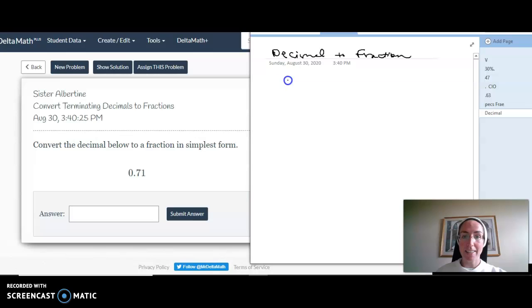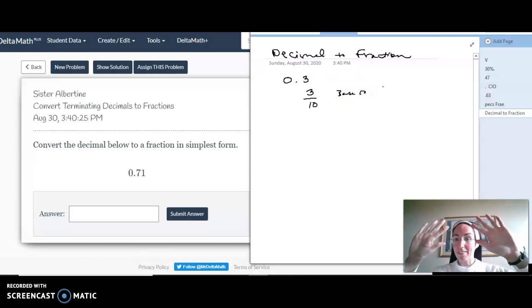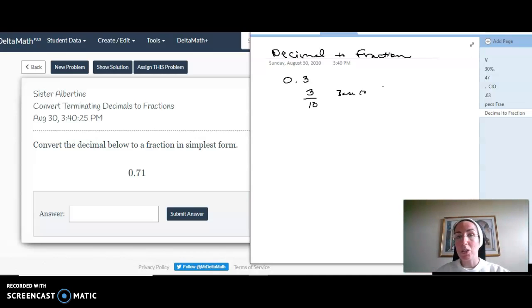So the basic idea is if I have a decimal and I just have one digit, like 0.3, that's the same thing as 3 over 10. That's because we work in a base 10 number system, probably because we have 10 fingers. Other cultures developed on base 6 or base 12 systems, but we work in base 10. So one digit means one digit out of 10.